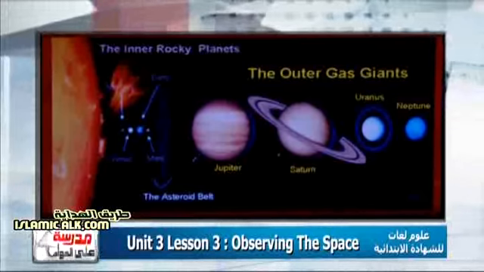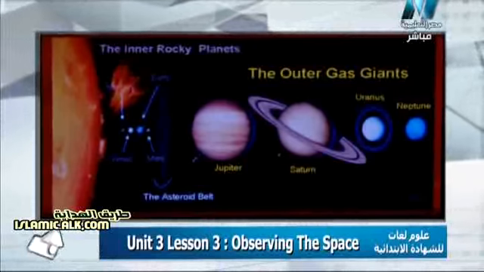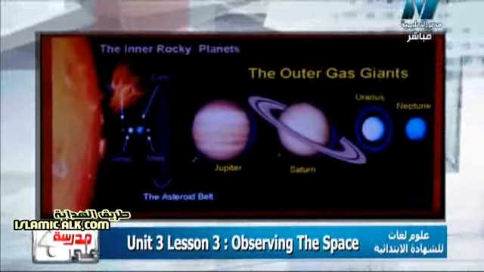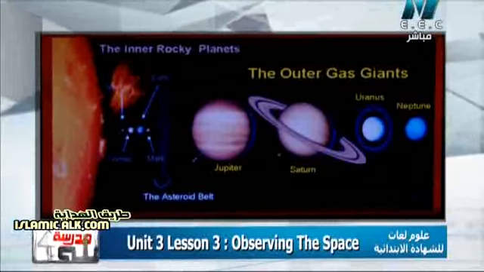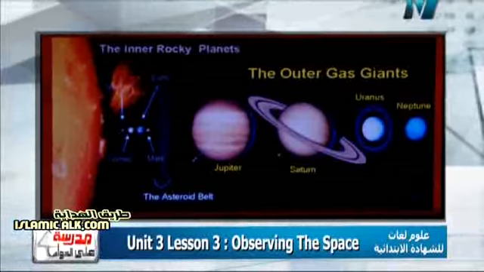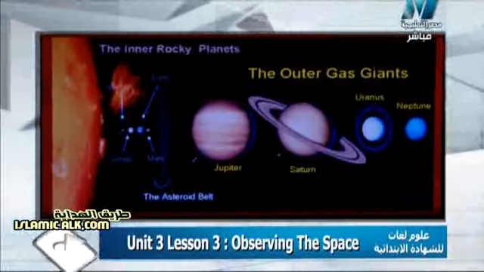But what about the outer planets? They are huge planets. They are giant planets and consist of solidified gases, or consist of gases, such as what? Such as Jupiter, Saturn, Uranus, and Neptune. Again, Jupiter, Saturn, Uranus, and Neptune.